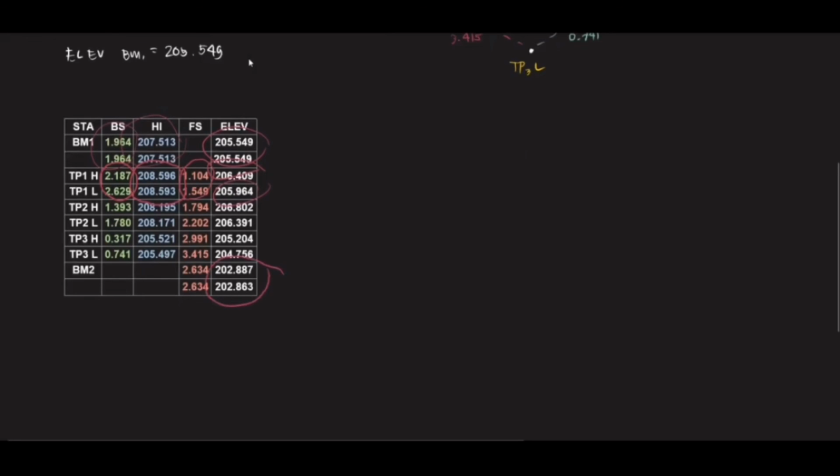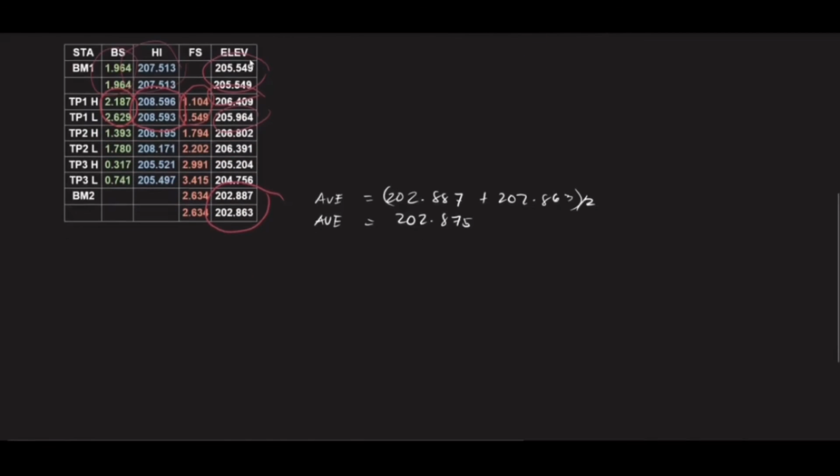As you can see here, we have two different values. Now we will take the average. The average is 202.887 plus 202.863 divided by 2. So the average value is equal to 202.875. Okay, so now it's time to do an arithmetic check, right?